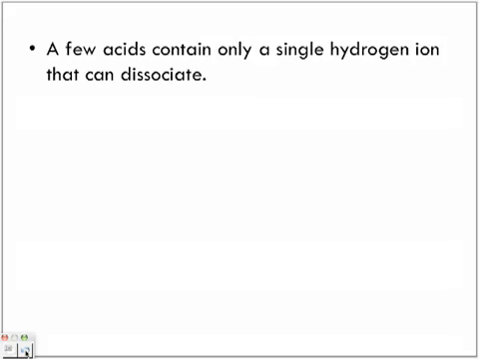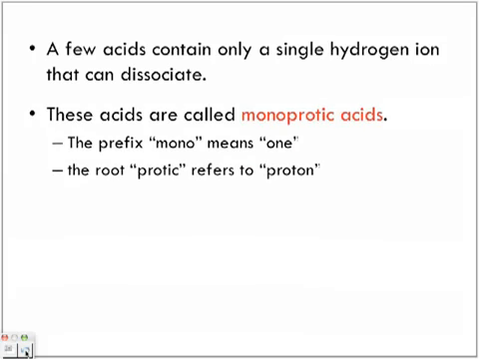So a few acids contain only a single hydrogen ion that can actually dissociate. All the ones that we've looked at, hydrochloric acid and acetic acid, only give off one hydrogen. So these acids are called monoprotic acids. Mono meaning one, protic refers to proton. So how many protons can it give? Remember, when that hydrogen is given off, it loses the electron, and that positively charged proton tacks on to water molecules, forming the hydronium ion.